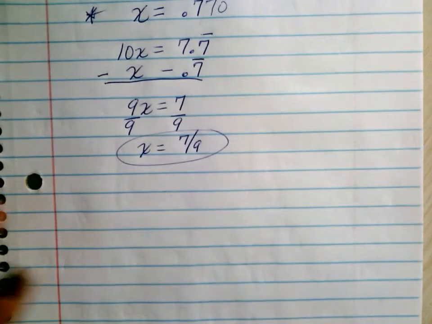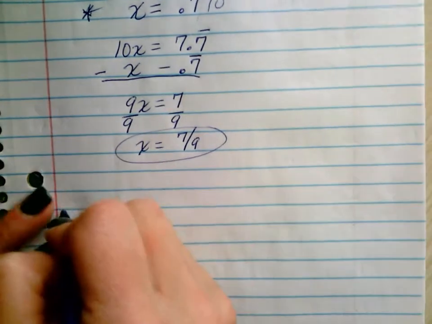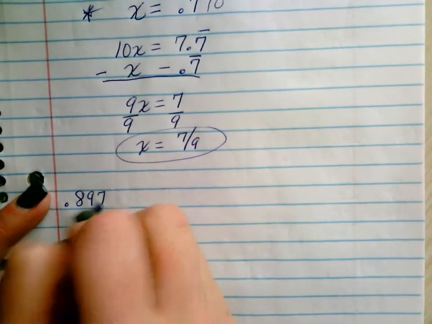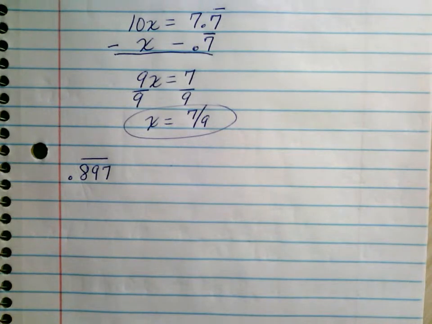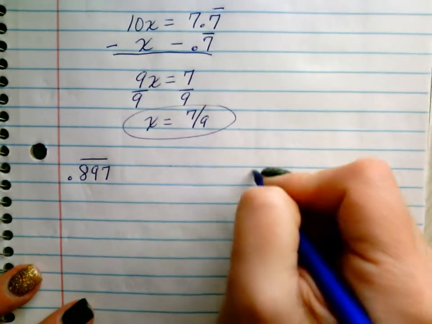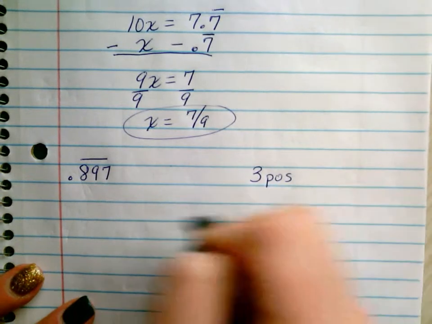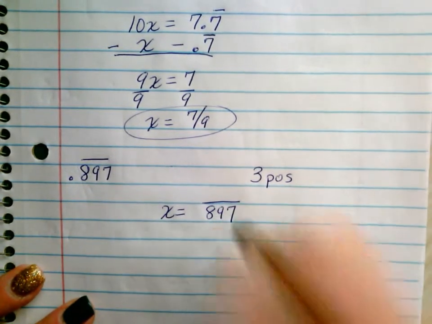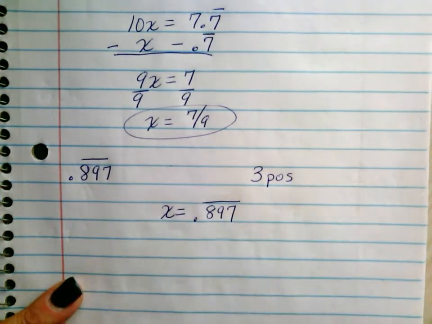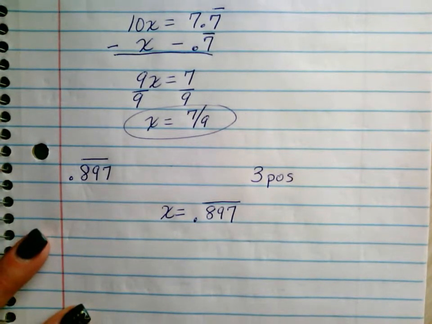All right, the last one I'm going to do is a 3-digit example. Again, the technique does not change. 0.897 is what repeats. 897, 897, 897. So how many positions? 3. Let's name it. X equals 0.897 repeating. Multiply both parts by 1,000, which is 10 cubed.